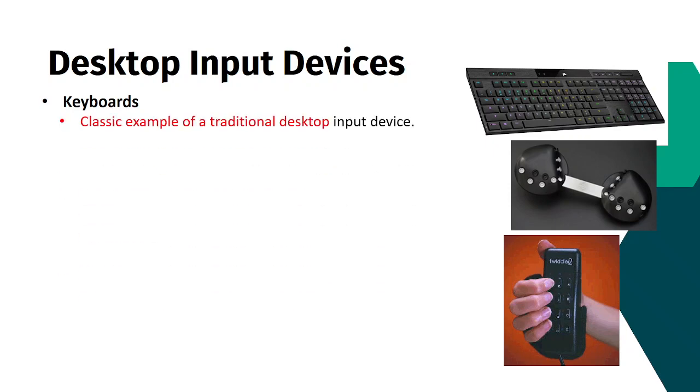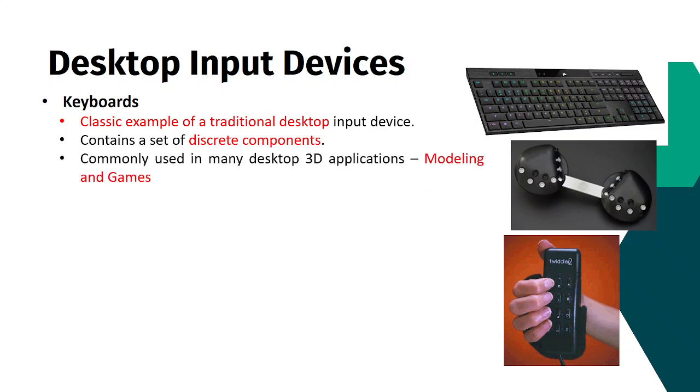The keyboard, as we discussed, is a classic example of an input device, and it contains a number of discrete components. Those are basically buttons which are used to operate various 3D applications, specifically for 3D UIs, it is modeling and gaming, right? The arrow keys which you use are a travel technique. When you are using a game, you are using arrows to change the direction. When you are using modeling software, you are using arrow keys to change the views.